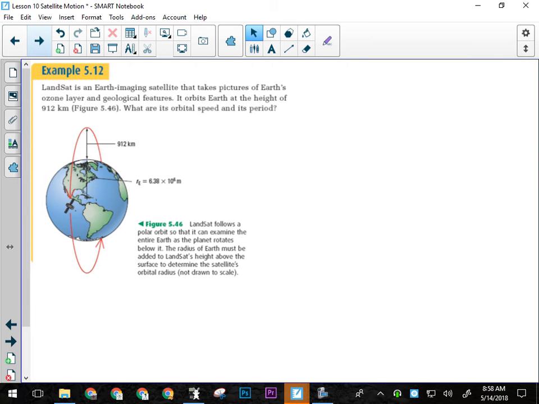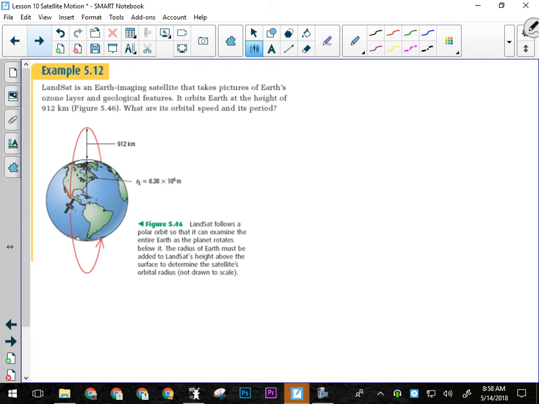Okay, so this one is going to have a little bit more to do with the substitution stuff we talked about. We have Landsat, which is an imaging satellite that takes pictures of the ozone layer and geological features. It orbits Earth at a height of 912 kilometers. What are its orbital speed and period? All right, we're going to solve for period first.